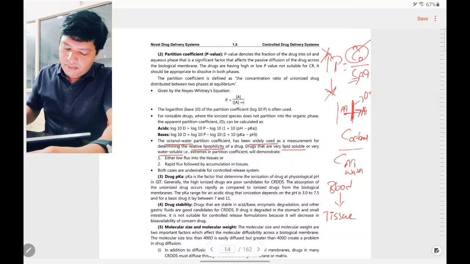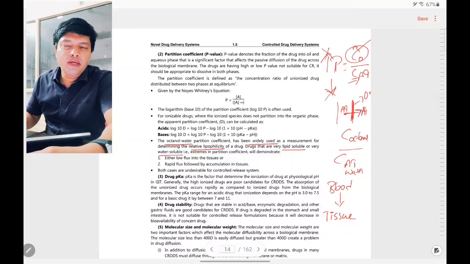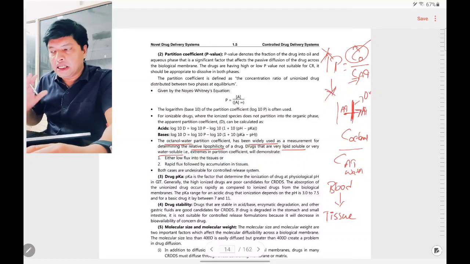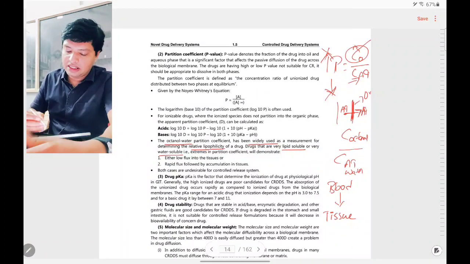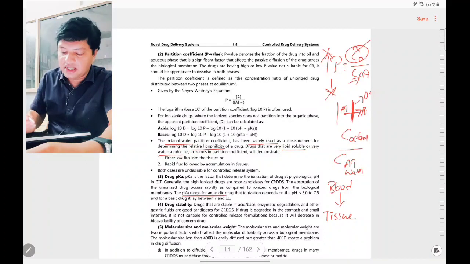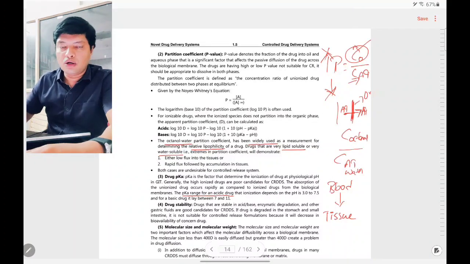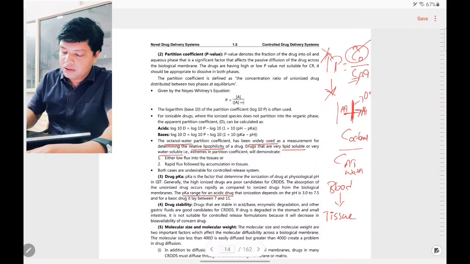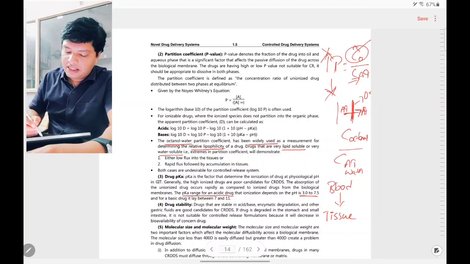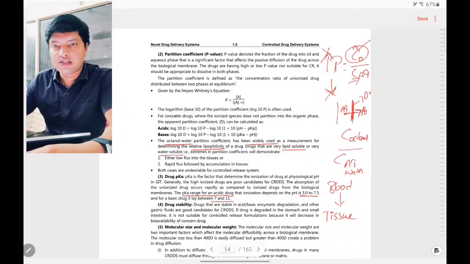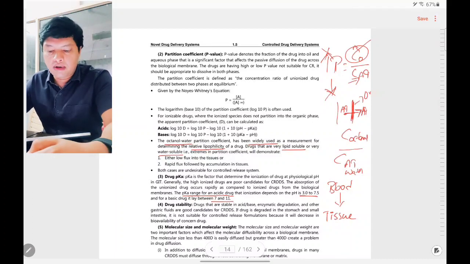Next is drug pKa. pKa and pH play an interrelated role in the solubility of the drug. For that you can see the range here. If the drug is to solubilize more, the pKa range for an acidic drug should be 3.3 to 7.5, and for a basic drug 7 to 11. If this is the range, then the drug will solubilize more.